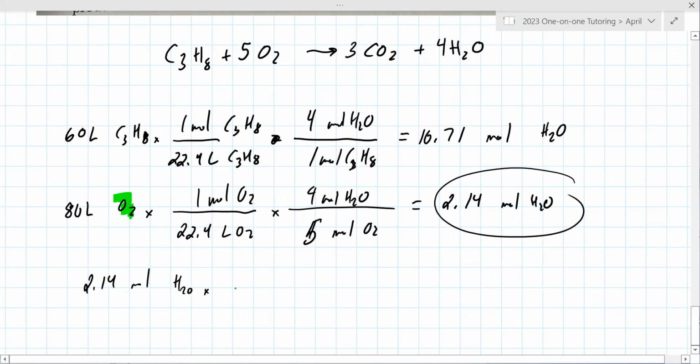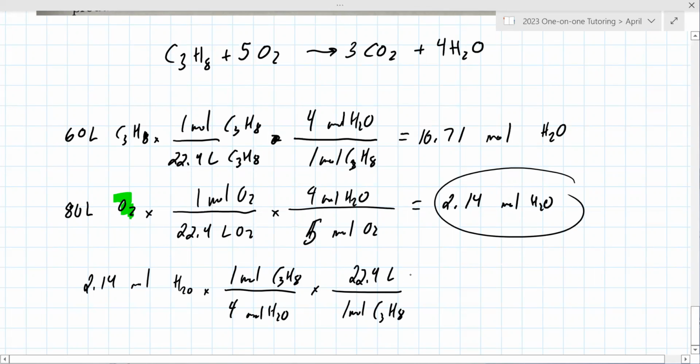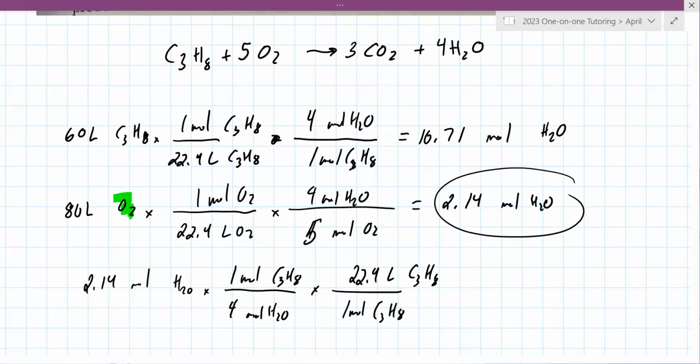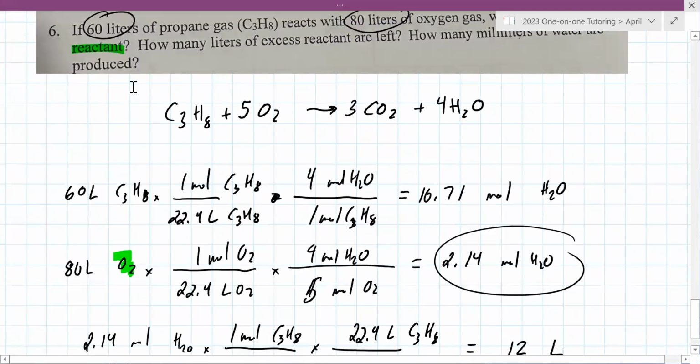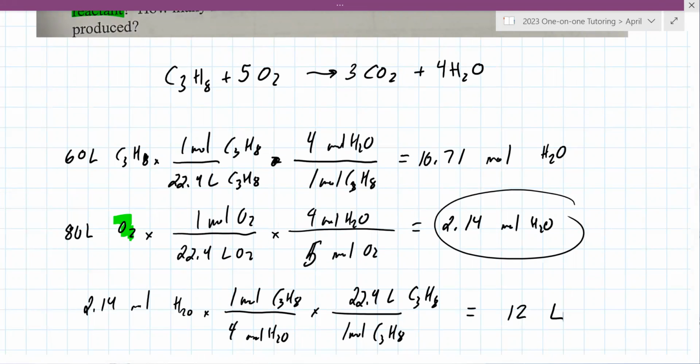You say, okay, I got 4 moles H2O to go to 1 mole C3H8, and then 1 mole C3H8 is 22.4 liters C3H8. And you figure out, well, how many did you actually need? In this case, we're going to get that number. And it looks like you only needed 12 liters, but you had 60. So 48 is the excess.